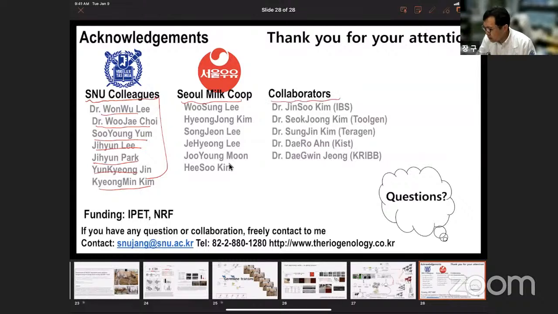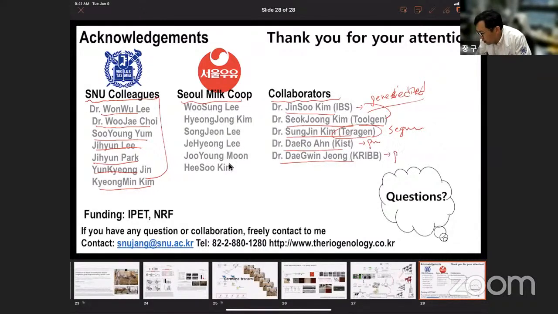And my collaborator, Jin-Soo Kim, he's at the IBS Institute. He's the number one guy in the genome editing area. He consults on many kinds of technical issues in our study. And Seok Jung Kim is also a main team leader in the same group. And then Song Jin Kim and Teradin, he is the sequencing. And Dero Wan, he was the protein. Daegun Jung, also another protein.